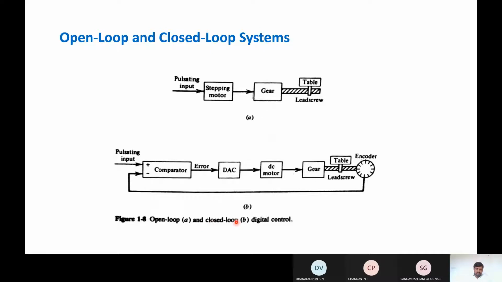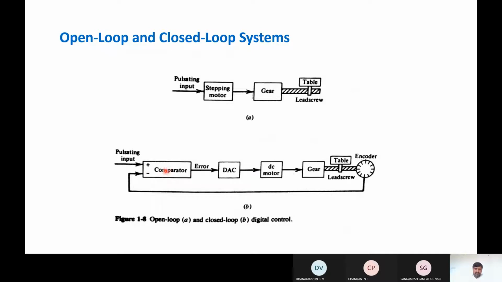Next, in the case of closed loop, DC motors are used. Here again, for the motor, you are giving input in terms of pulses. There will be a comparator, and it will consist of feedback devices. The encoder is a position feedback device. Similarly, you will get velocity feedback devices like the tachometer, which is used to measure speed. So in this case you have a feedback loop.